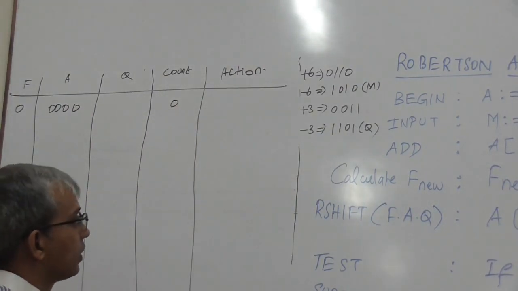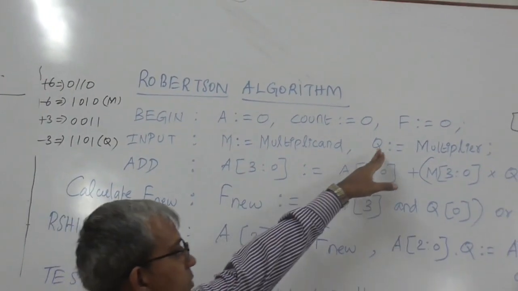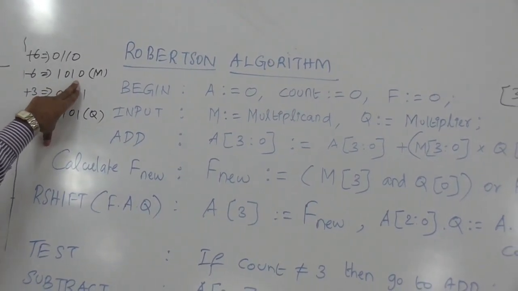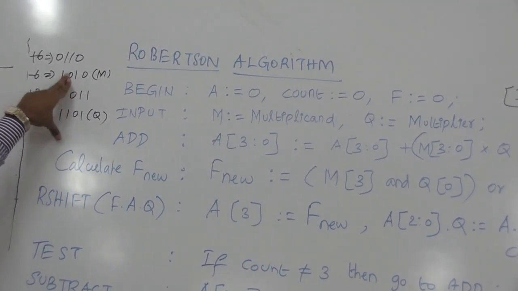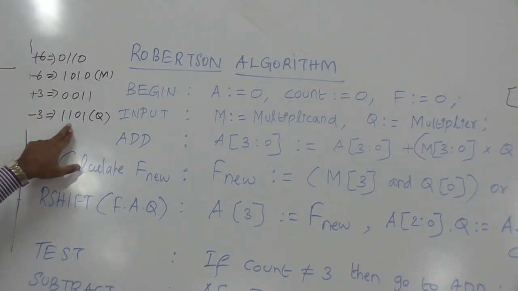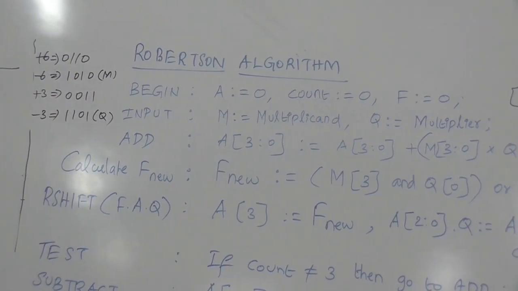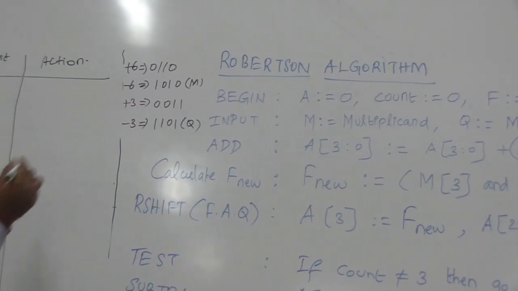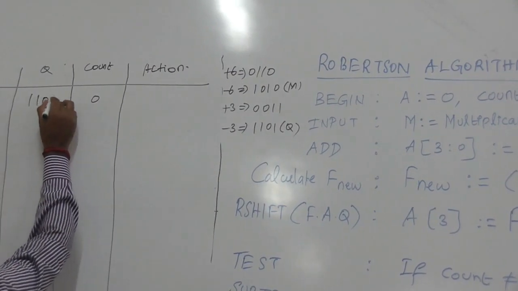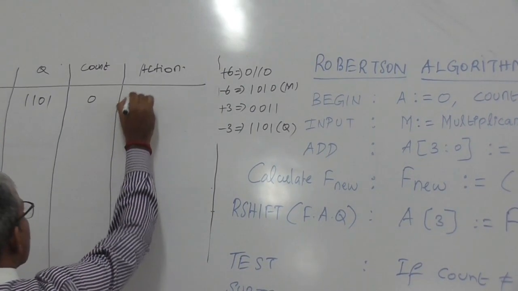And what is the next step? Your multiplicand will be available in M and multiplier will be available in Q. So the multiplicand value is 1010, which is nothing but the 2's complement of plus 6, right? And similarly, the multiplier is 1101, which is nothing but the 2's complement of plus 3, right? So I have to fill the multiplier value here, which is 1101. So the action here is initialization.